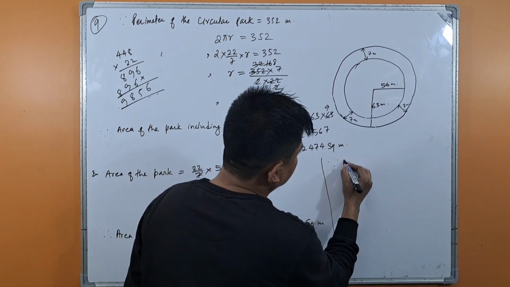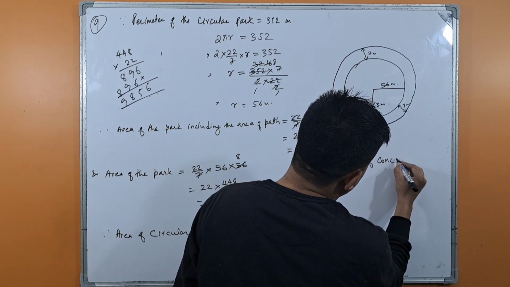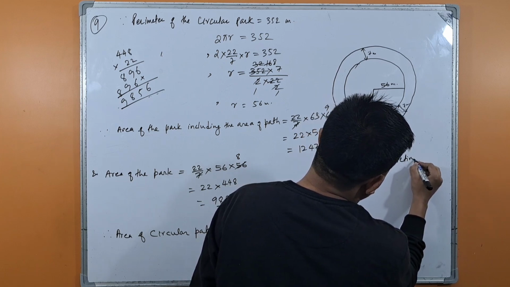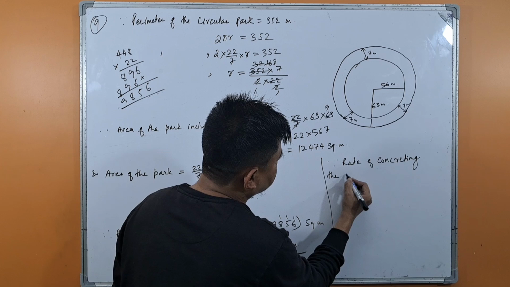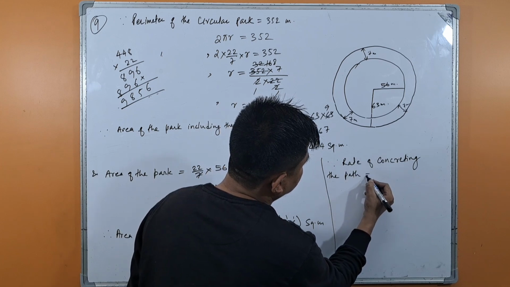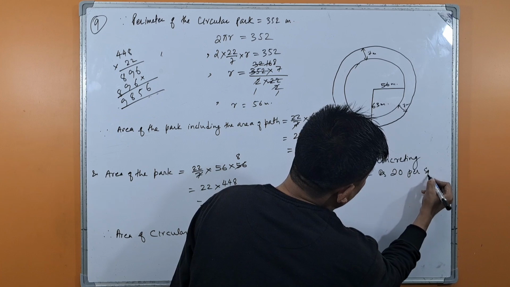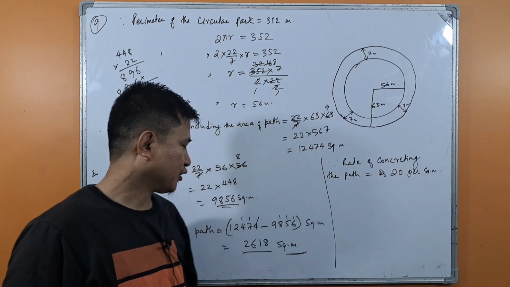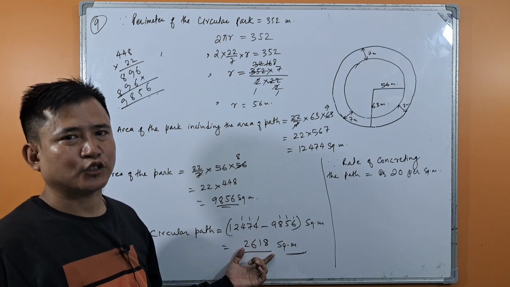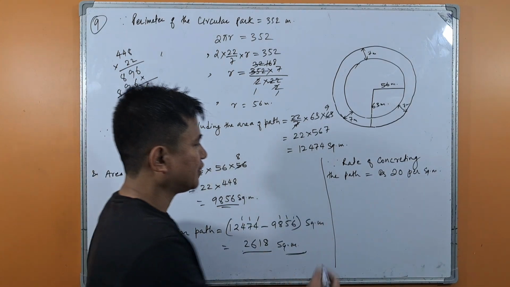Since rate of concreting means to put cement, the rate of concreting the path is given, that is rupees 20 per square meter, and the total area is 2618 square meters. So what will be the total cost? This into this, isn't it?